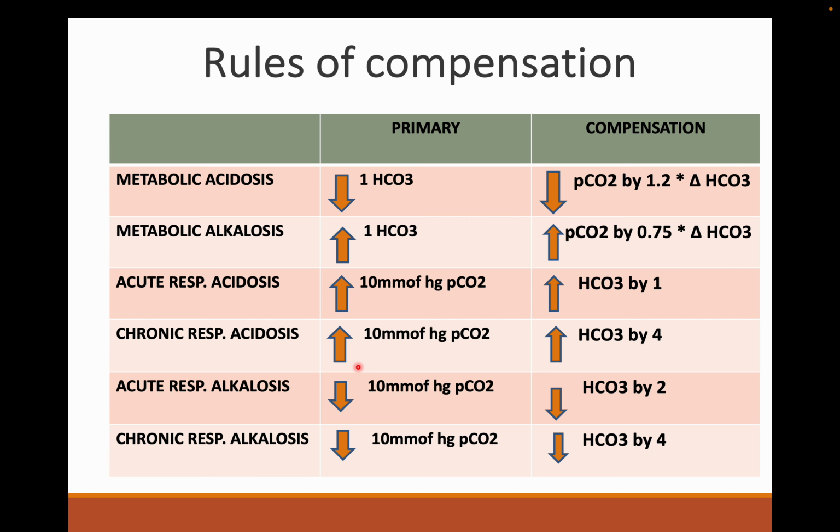Because for every 10 mmol/L increase in pCO2, bicarb increases by 4. So here there is an increase of 40, so 4 into 4 is 16. So from 24 it increases to 40. That is how it increases.